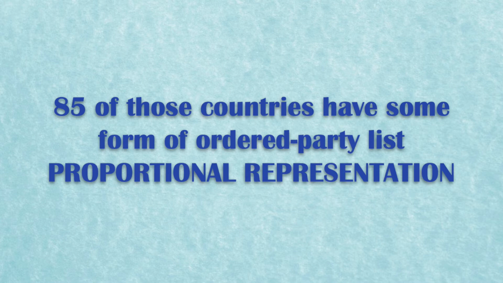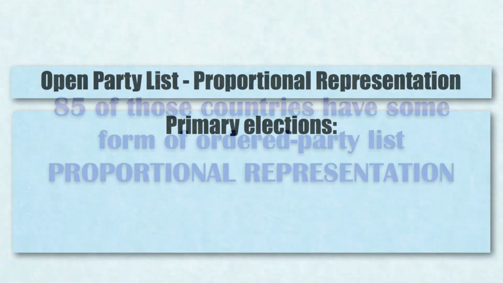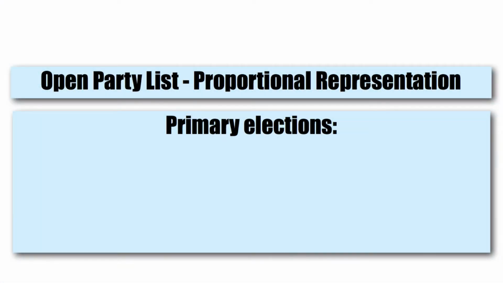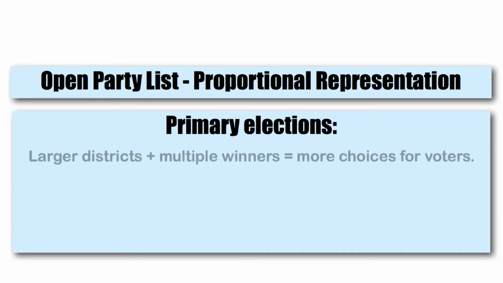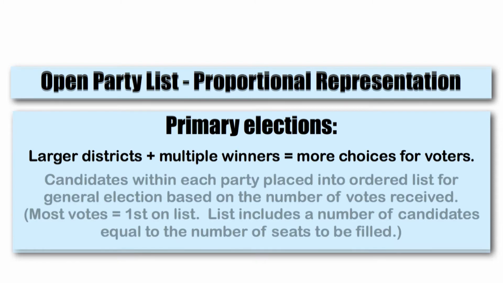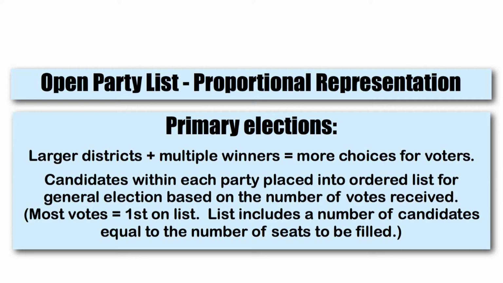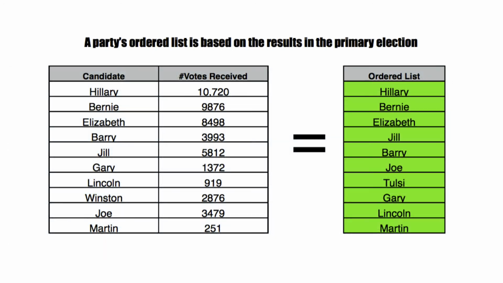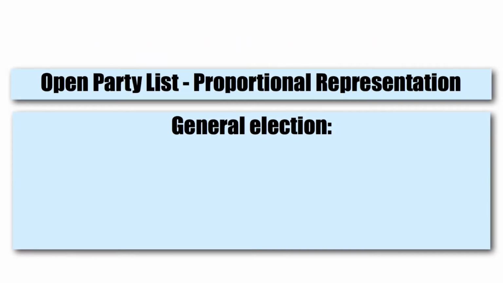In a party list system of proportional representation, each party has a primary election as they do now, but with larger districts and multiple winners in each district, voters would have a much longer list of candidates to choose from. The primary results determine which candidates are included on each party's ordered list and the order in which they are listed. The candidate for each party with the most votes is listed first. The candidate with the second most votes is listed second. There are as many candidates included on the list as there are positions to be elected.